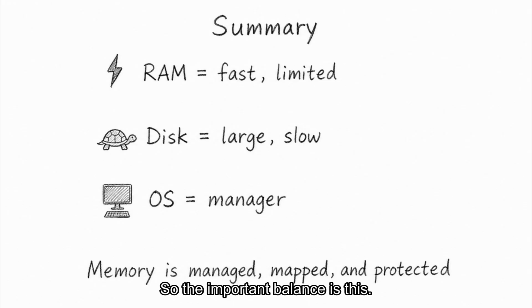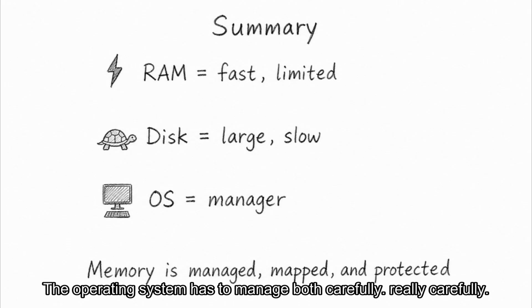So, the important point is that RAM is fast but limited. Disk is large but slow. The operating system has to manage both carefully, really carefully.